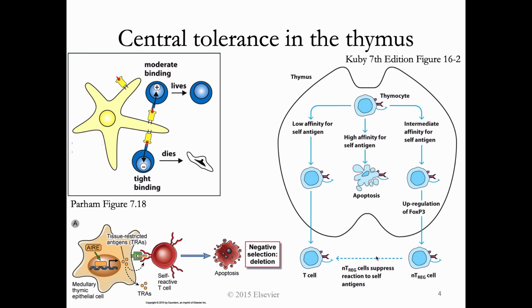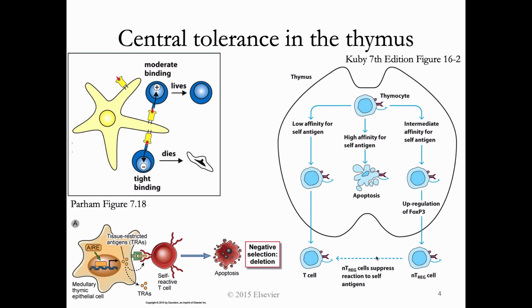The ones that are highly self-reactive undergo apoptosis. The ones that are sort of high intermediate become regulatory T cells, but there is some amount of medium binding that allows that T cell to get positively selected. So every T cell is slightly self-reactive.